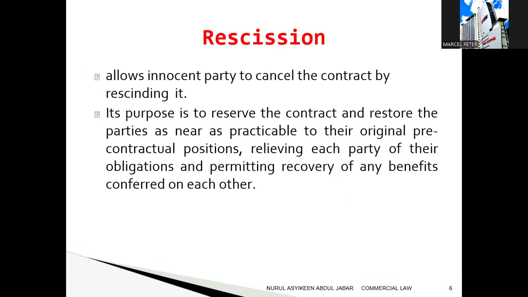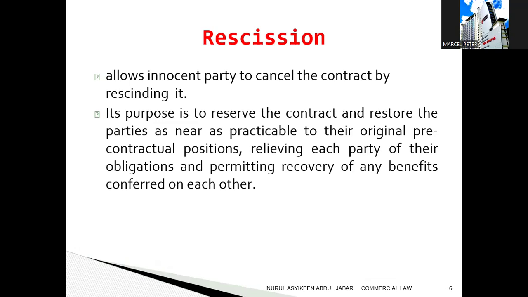Next, we are going to learn about rescission as a remedy for breach of contract. Rescission allows the innocent party to cancel the contract when the other party has breached it. When a contract is rescinded, the contract is treated as if it never existed. The main purpose of rescission is to release both parties from their obligations and restore both parties as close as possible to their original position before the contract was made.